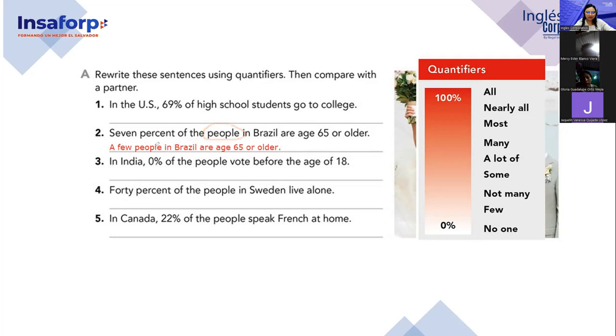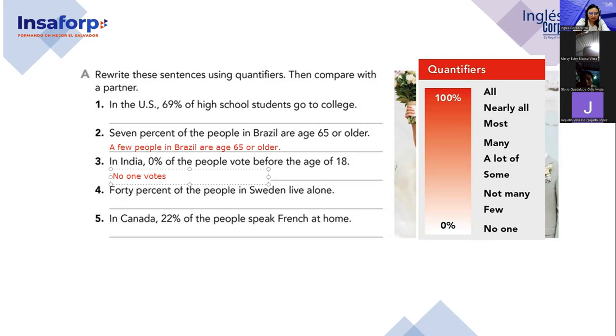Number 3. ¿Qué opina? 0%. No one. ¿Qué pasaba con no one? De acuerdo a mi explicación en el video. ¿Será que le sigue un nombre en plural a no one? A verb. Un verbo. ¿Cuál es el verbo acá? In. Both. El verbo es votar. Entonces, no one en tercera persona. Nadie vota.